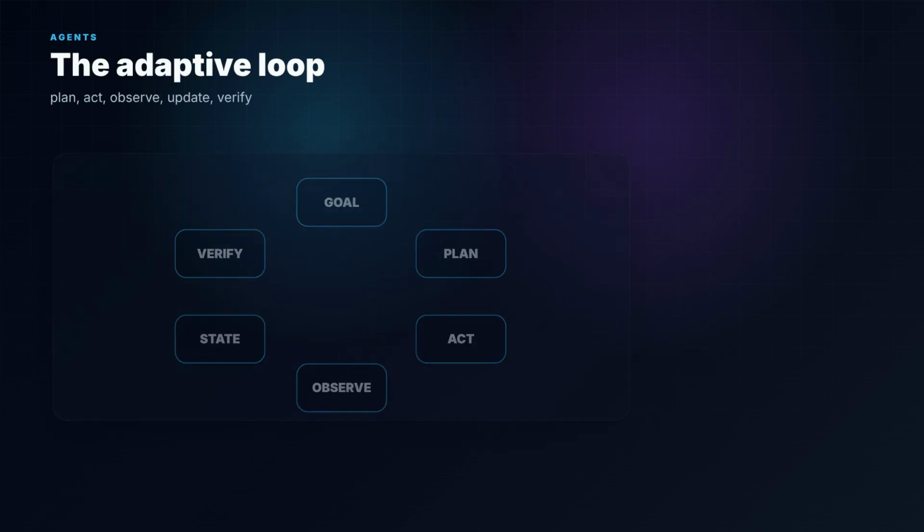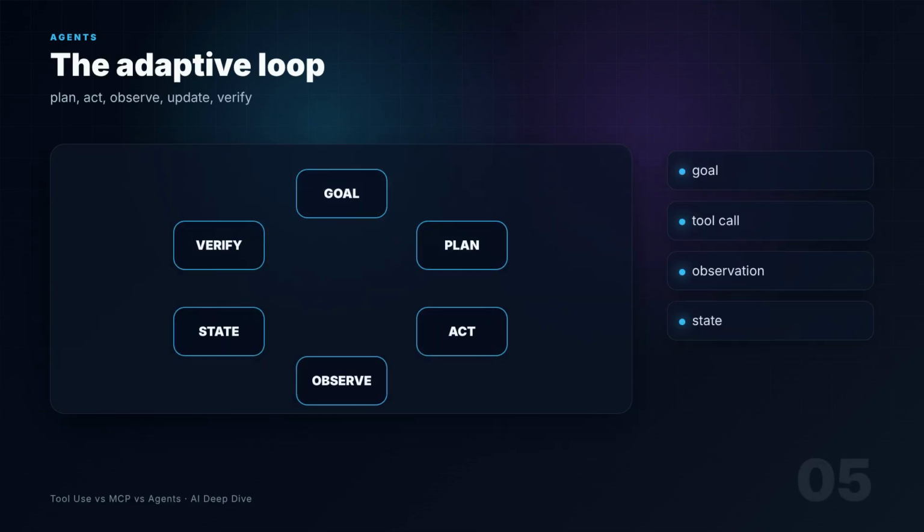An agent is the next layer up. An agent is not just a model with tools. It is a model inside a loop. The loop looks something like this. Understand the goal, inspect the current context, make a plan, choose an action, call a tool, observe the result, update state, decide the next action, and eventually verify whether the task is done.